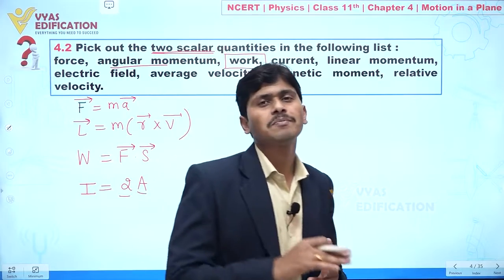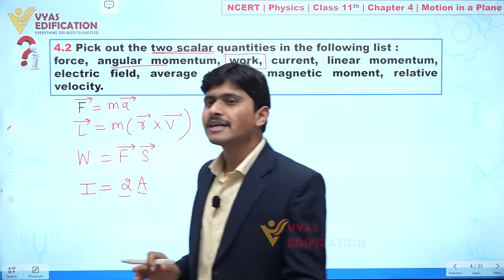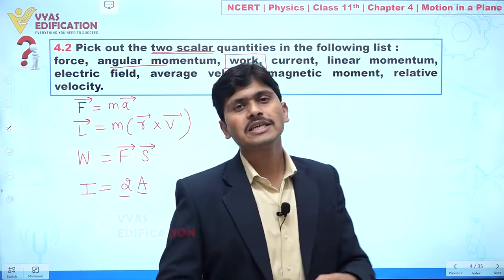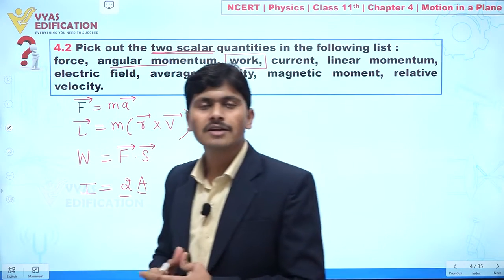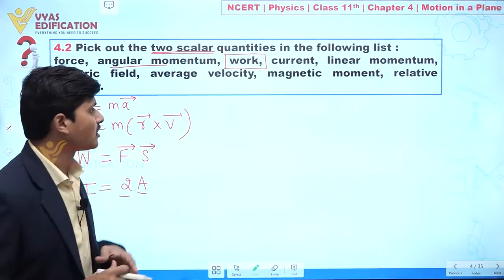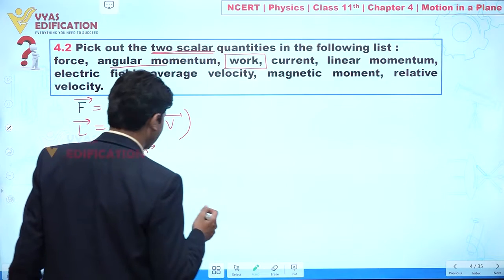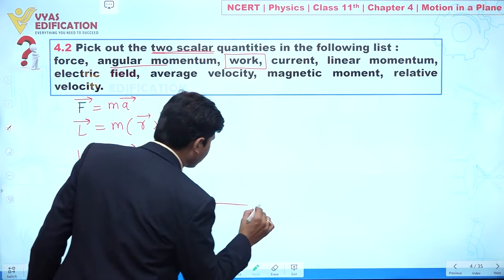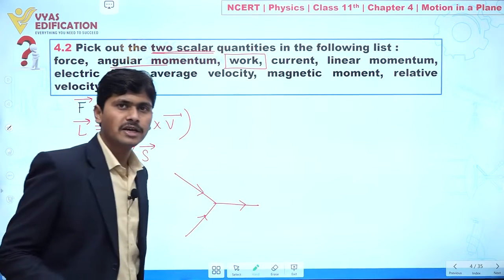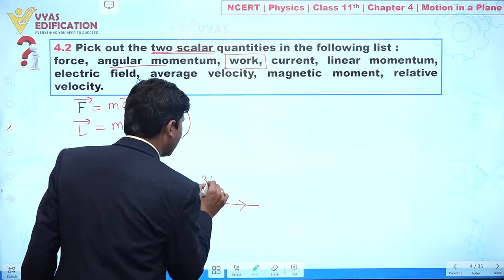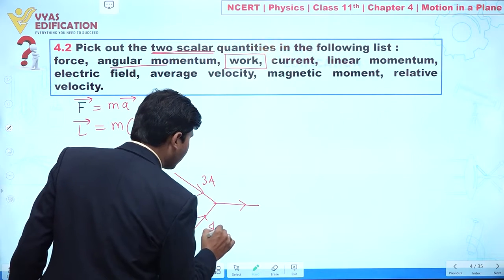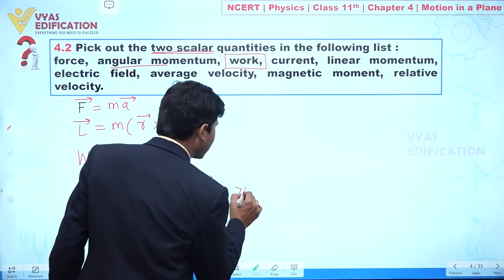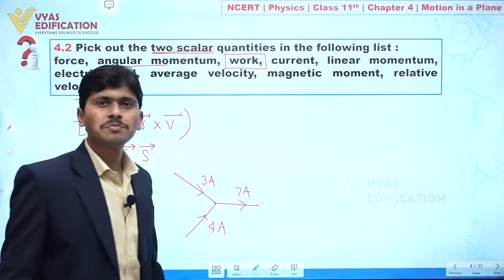But the most important part is here: electric current does not follow the law of parallelogram, or we can say the law of vector addition. Clear? It does not follow the law of vector addition. We can understand it like this. Let's suppose here we have 3 branches through which the current is going. Let's suppose here we have 3 ampere and here 4 ampere. So according to Kirchhoff's law, the current that is going outside should be 7 ampere.